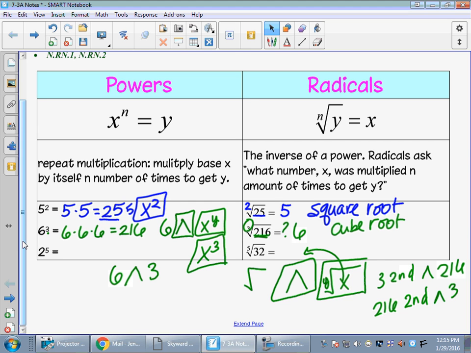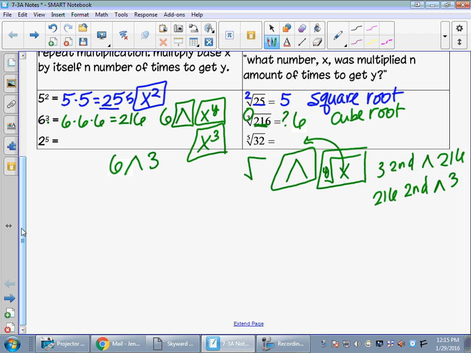2 to the 5th, use your caret button to do that, or you can expand it out. It means the same thing as 2 multiplied by itself 5 times, which gives you 32. And then the 5th root of 32 is undoing that. It wants us to get back to 2. It's asking, what number did you multiply by itself 5 times to get 32? And the answer is 2. Okay? So a lot of button pushing and getting familiar with our calculators for this assignment.